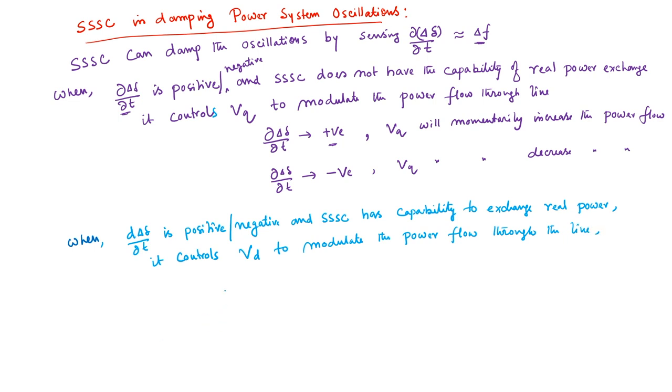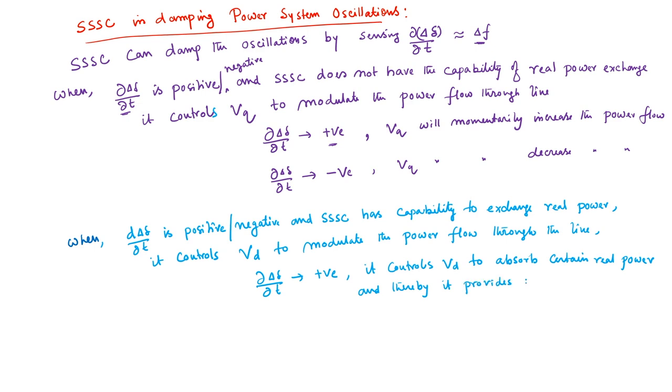Now, what it will do when del t is positive? What it will do is control this V d to absorb a certain amount of real power, and thereby it provides positive resistance.